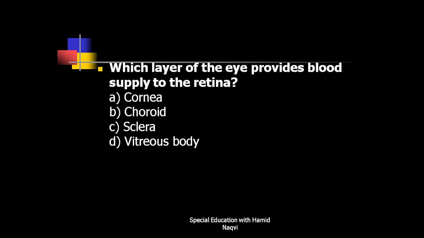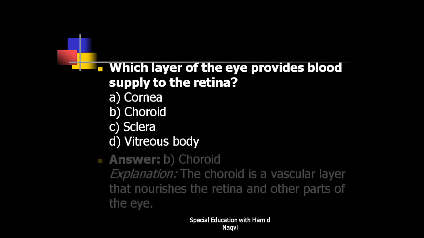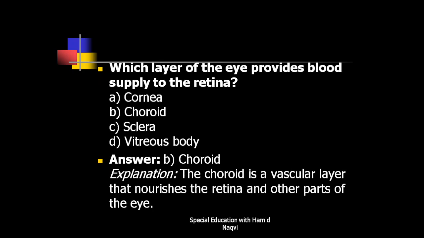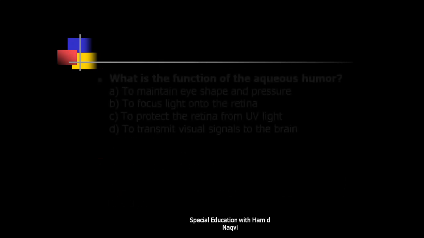Which part of the eye provides blood supply to the retina? Cornea, choroid, sclera, or vitreous body? Answer is choroid. The choroid is a vascular layer that nourishes the retina and other parts of the eye.